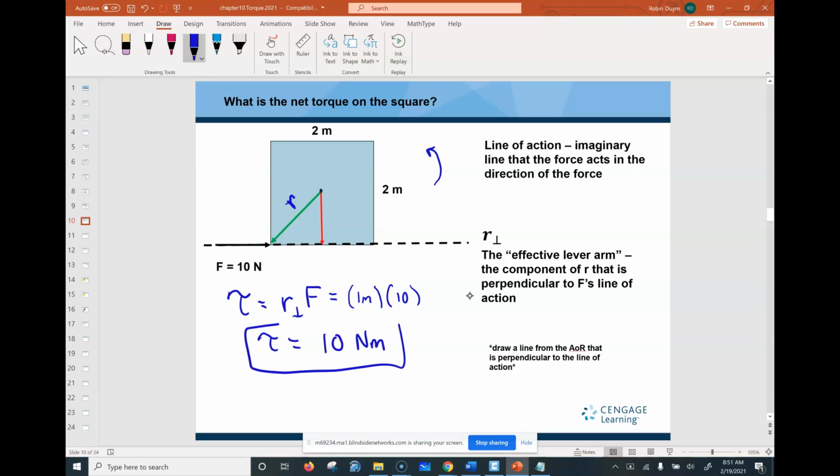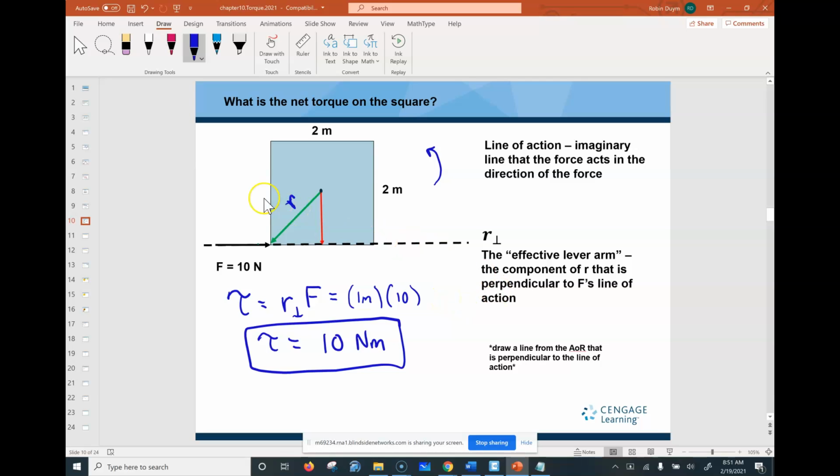So it's really, really helpful to be able to draw that line of action when you have a force that might be oriented in a way that makes it kind of complex. Okay?